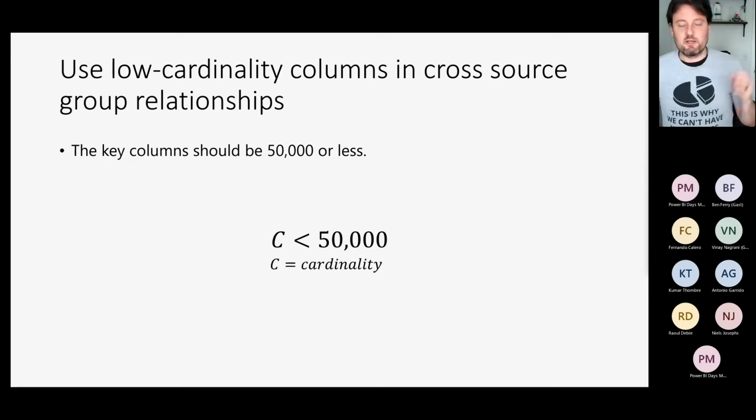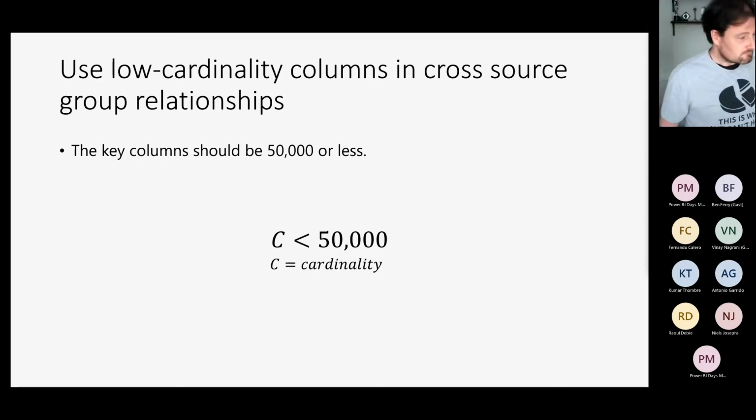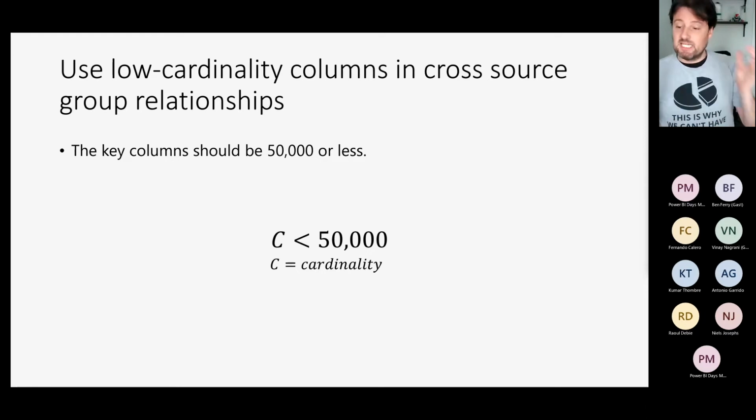Just something to keep in mind. It's probably okay, but that's why we show you the security warning. That's what that warning means. It means you might be exposing data you don't want to because of this cross-source group relationship if you create them. So when you build them, keep them under 50,000. So that's the answer to how big is big, Fernando.